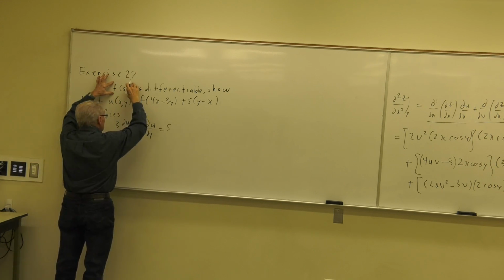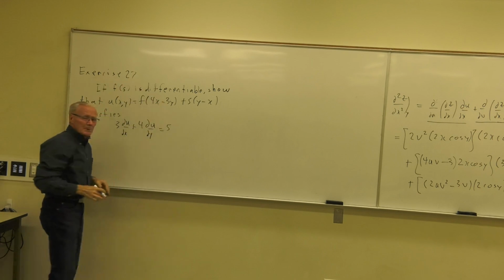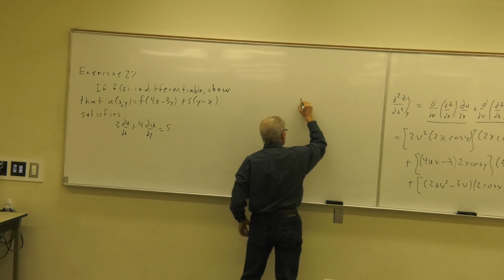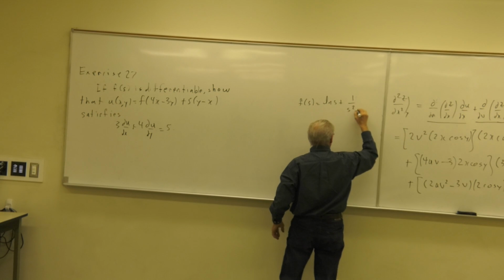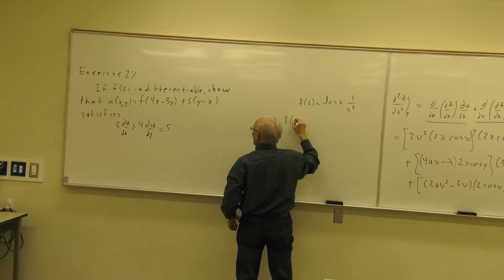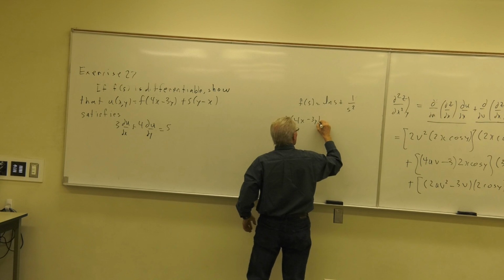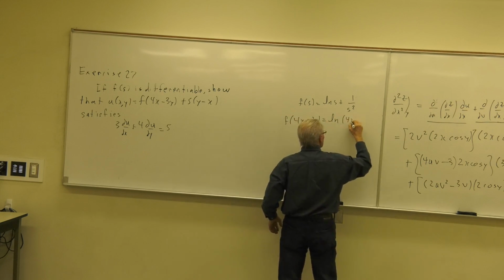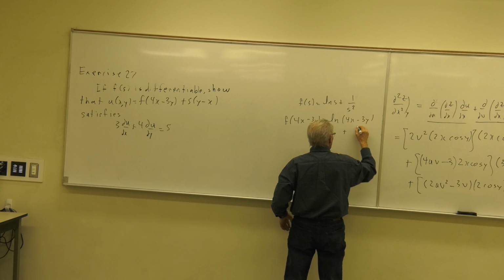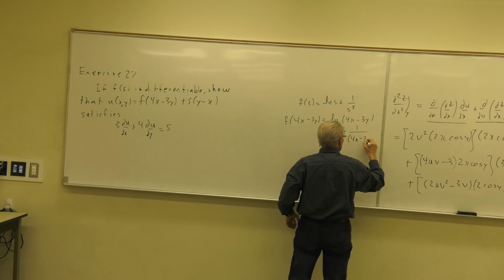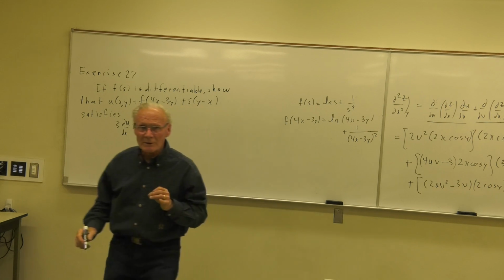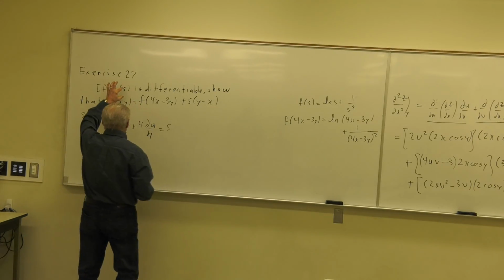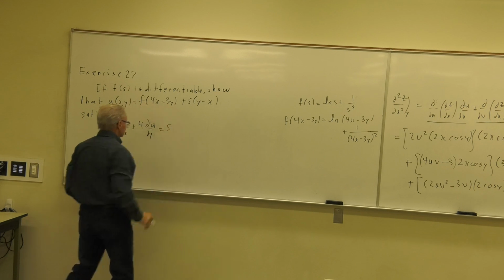And it says whatever that function was, every time you saw an s in it, you dropped in instead 4x minus 3y. For instance, suppose f of s is equal to the logarithm of s plus 1 over s squared. That would mean then that f of 4x minus 3y would be the logarithm of 4x minus 3y plus 1 over 4x minus 3y squared. That's what that notation is supposed to mean to us. That you simply take all the s's and you replace them by this.